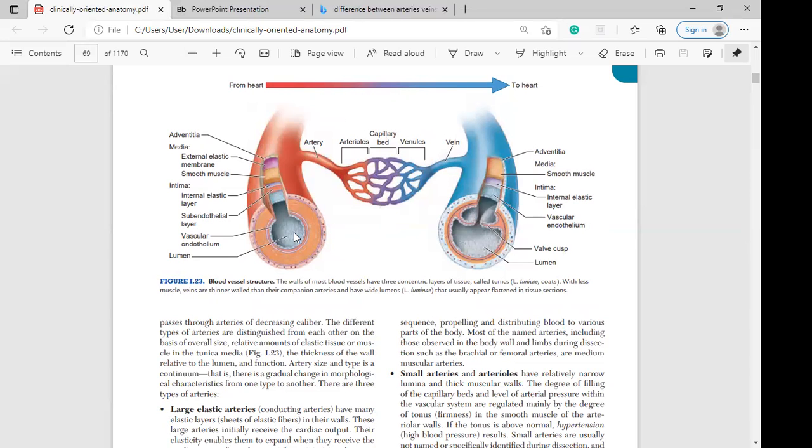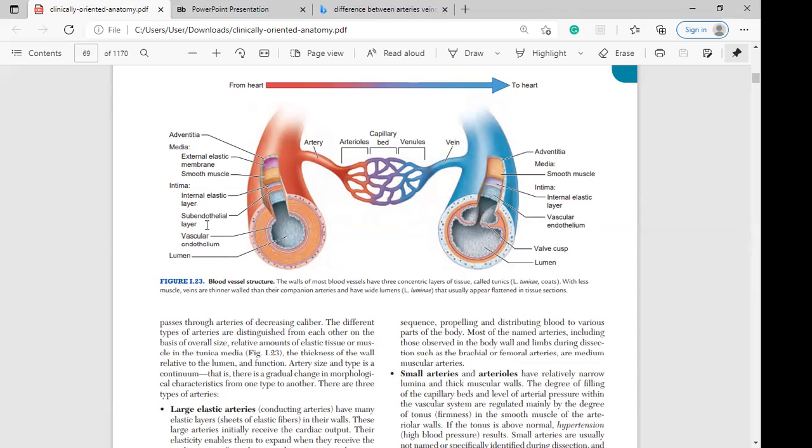Now we said that the innermost layer, the innermost tunic, is the tunica intima, yes? And that tunica intima contains what? Endothelium. So here, you see this innermost wall that looks gray in color. This innermost one is what we call the Tunica Intima, and that Tunica Intima contains what? Endothelium. Now, after this endothelium, you will find another layer.